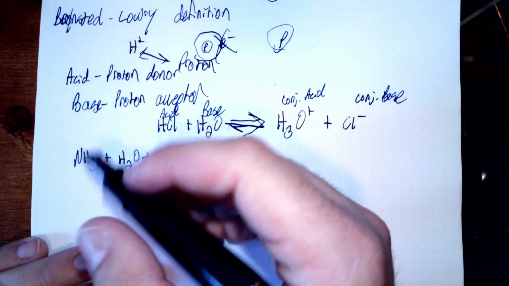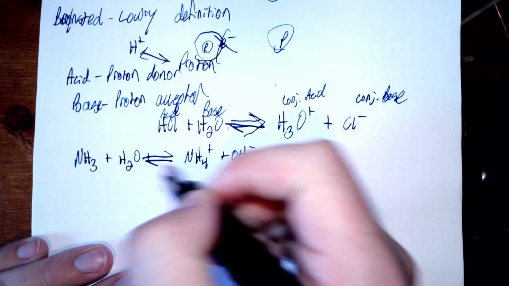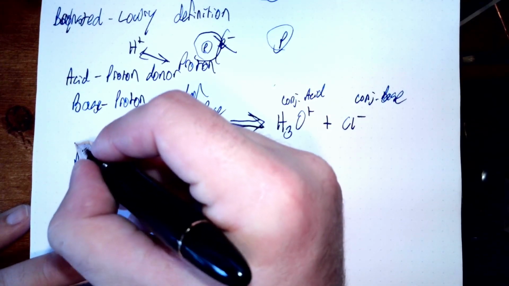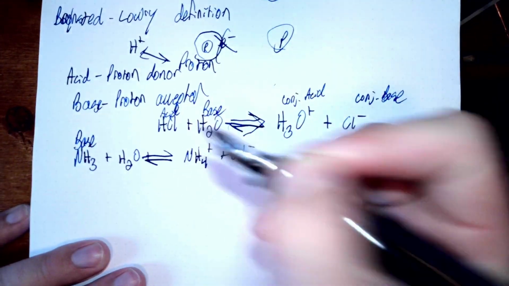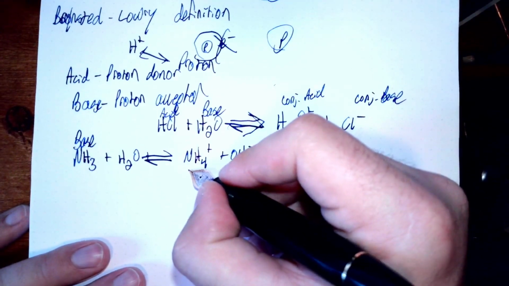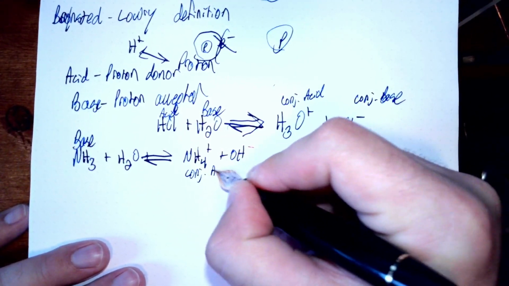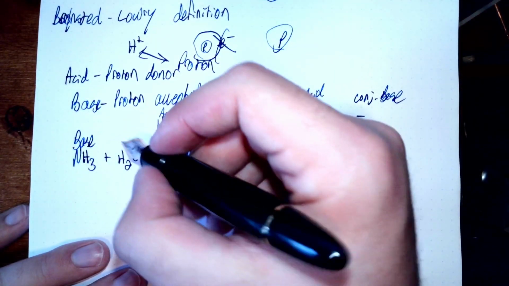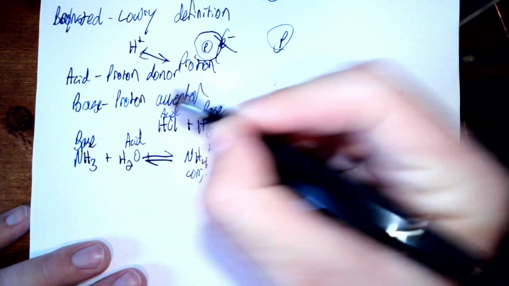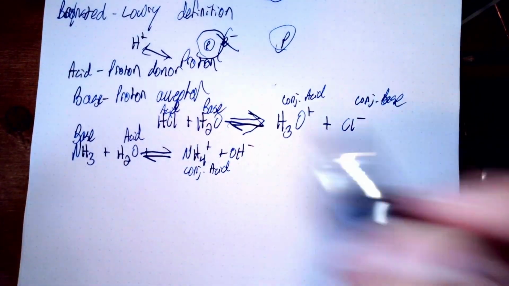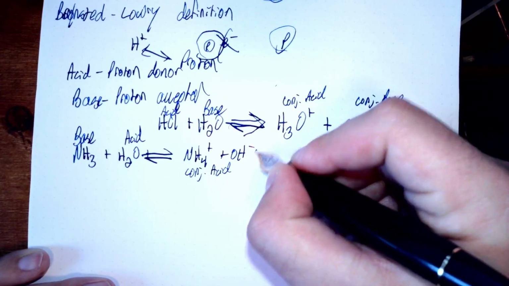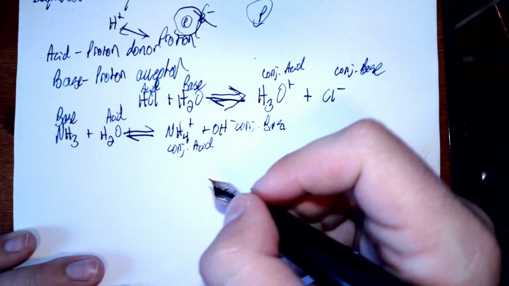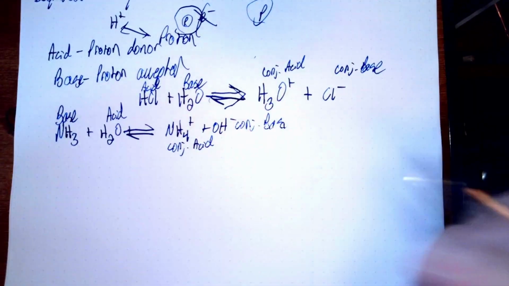Within this framework, ammonia has gone from NH3 to NH4 plus, the ammonium ion. This has acted as a base because to get to this conjugate acid, it has accepted a proton. Now, in this case, water has acted as an acid. And then our OH minus here is our conjugate base. All right. Base, acid, conjugate base.